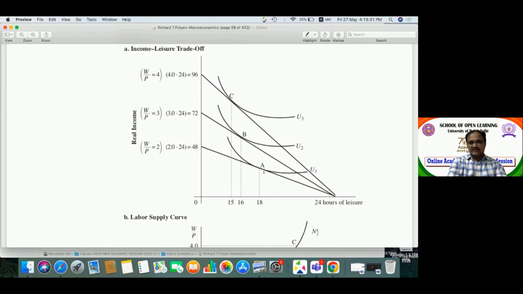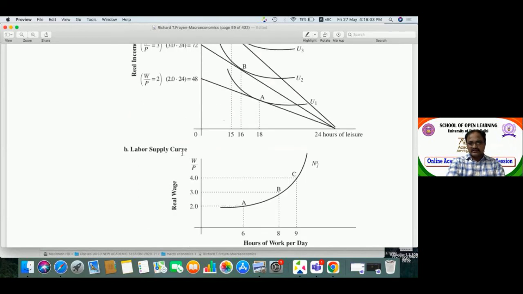So more working hours, more wage rate. Here 6 working hours gives 48, and here working 8 gives 72. Here 9 gives 96. So what is the relation between income and working hours? Working hours and real income have a positive relation. More working hours, more wage rate. And with real wage rate and leisure hours: more income, less leisure, more working hours.